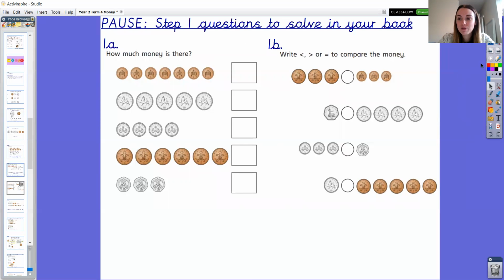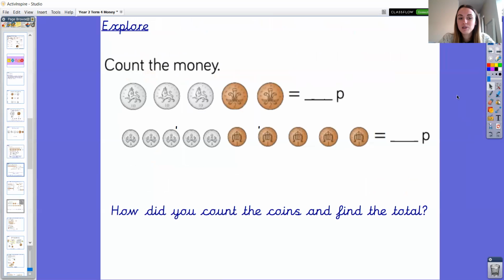Well done, Year 2. Super start this morning. Okay, so we're going to move on to our next explore question. It says count the money, but I notice it's a little bit different this time because we don't have a row of the coins being all the same. We have some silver coins and we have some copper coins. What is the value of these silver coins? 10p, well done. Again, we can see from the writing and from the number and looking at the size, it's a bigger silver coin and it's circular.